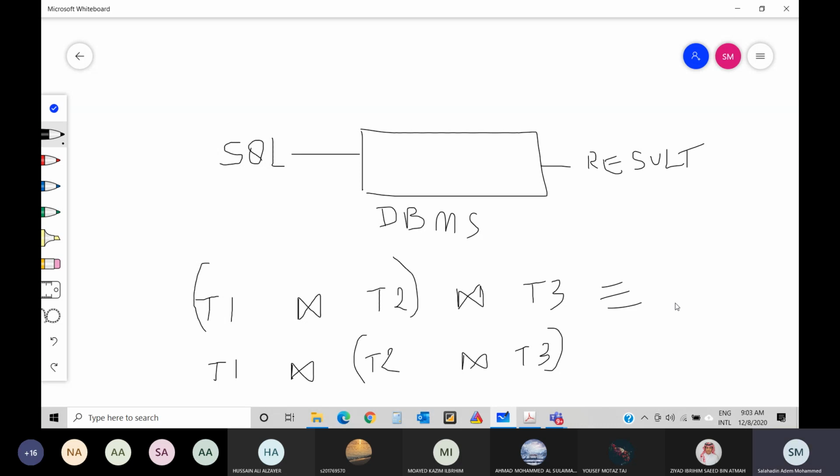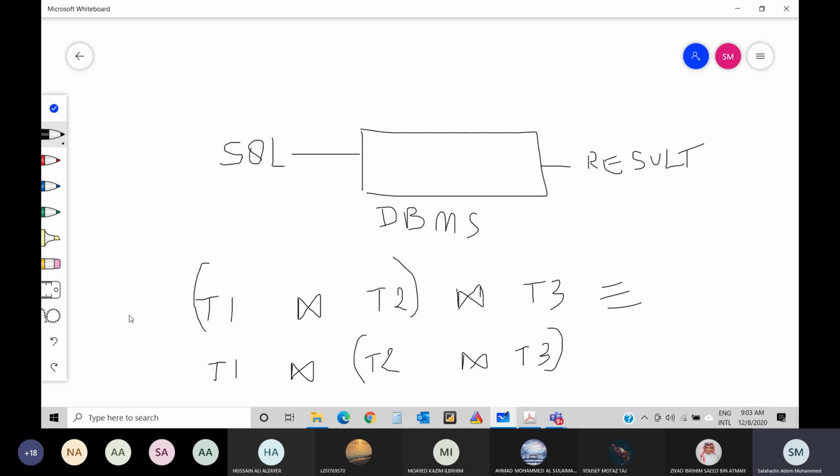Okay, can you suggest? I mean, can you guess what will happen? Do you think you will get the same result ولا results مختلفة? You will get the same result. Okay, Shabab? You will get the same result. So whether you do T1 join T2 first, that's the result of T1 and T2, then you can join it with T3. Or you can join T2 with T3 first, then the result you can join with T1. You will get the same result.